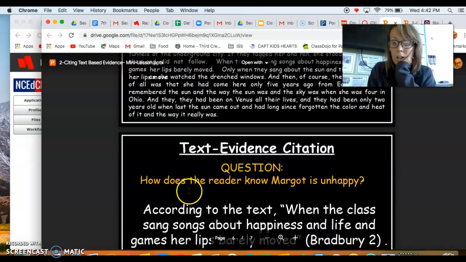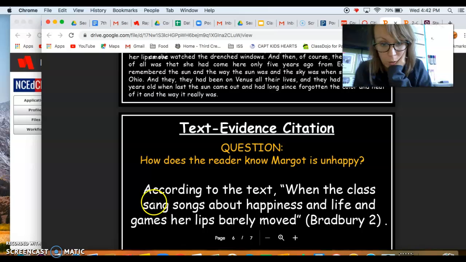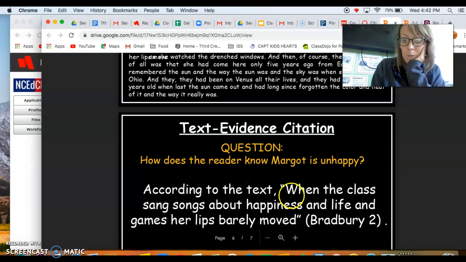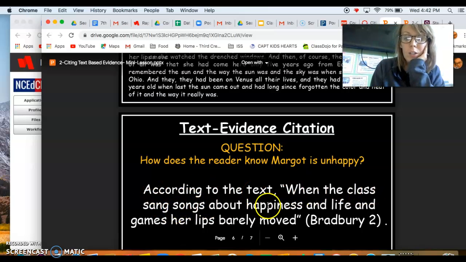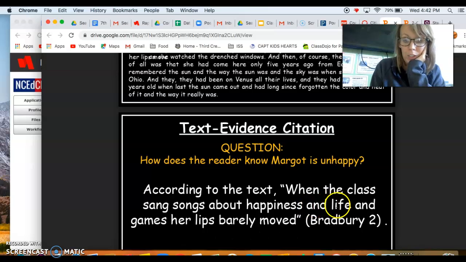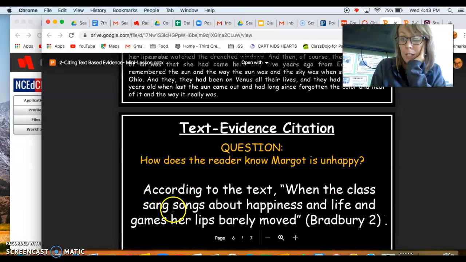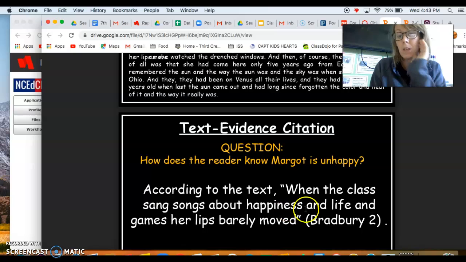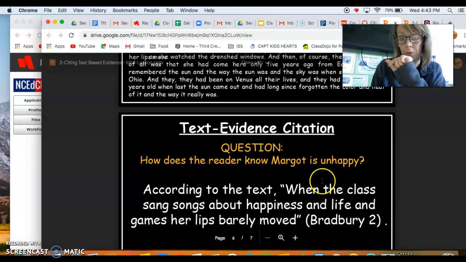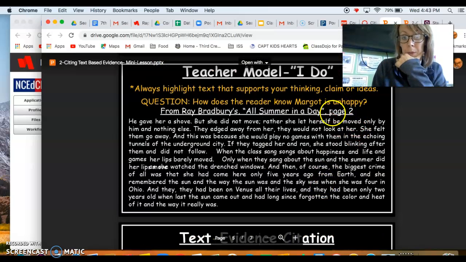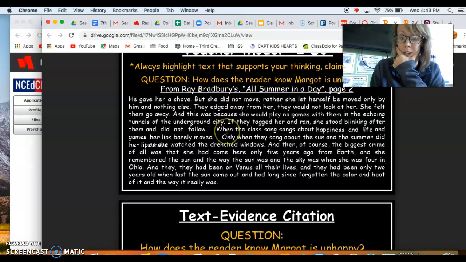Again, start off using a sentence starter. So according to the text, "when the class sang songs about happiness and life and games, her lips barely moved" (Bradbury 2), because this was from page 2. This is the author. You would put the last name of the author.